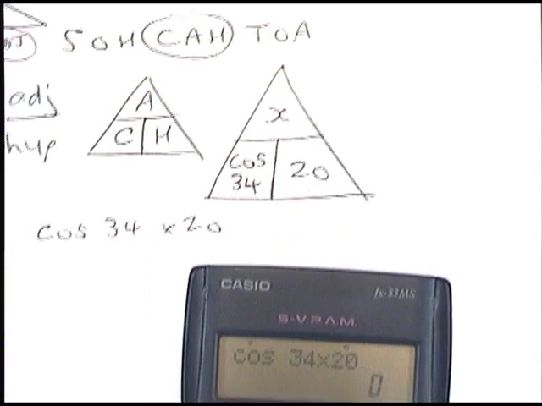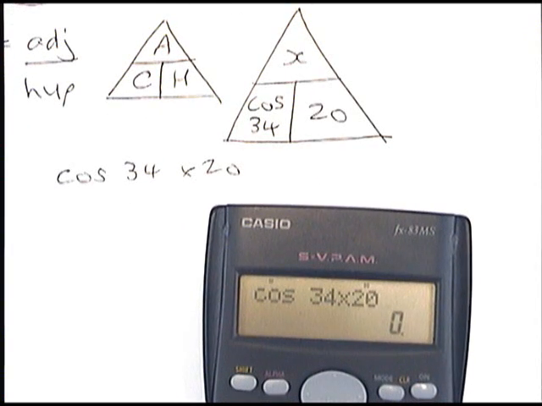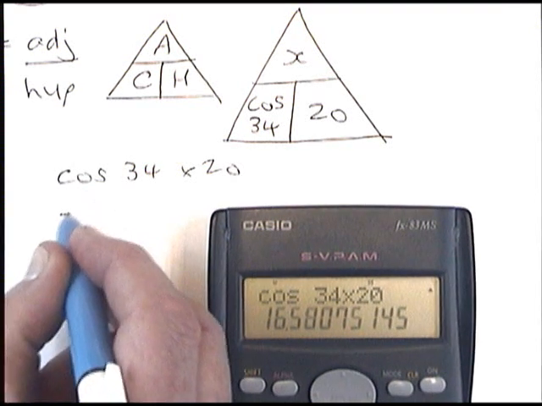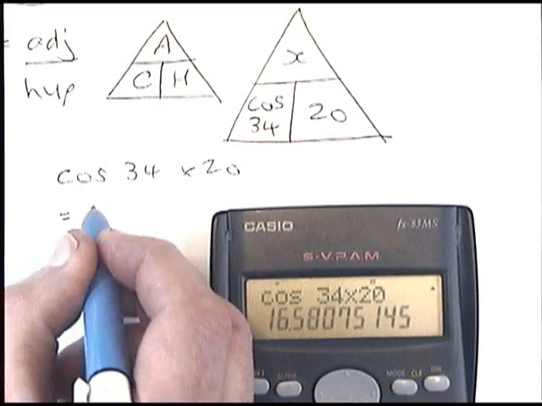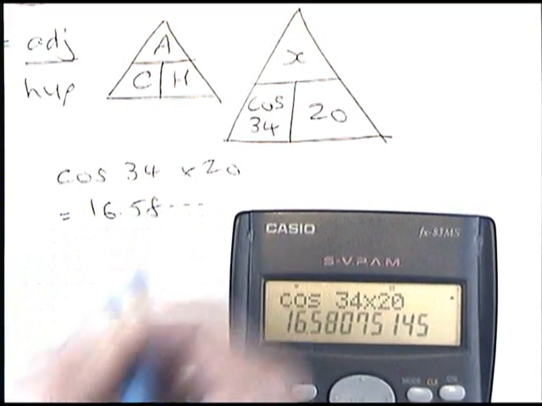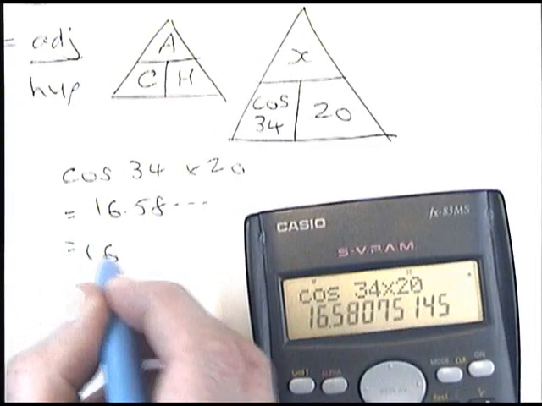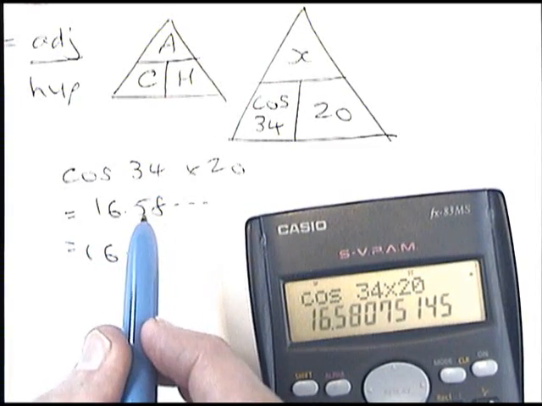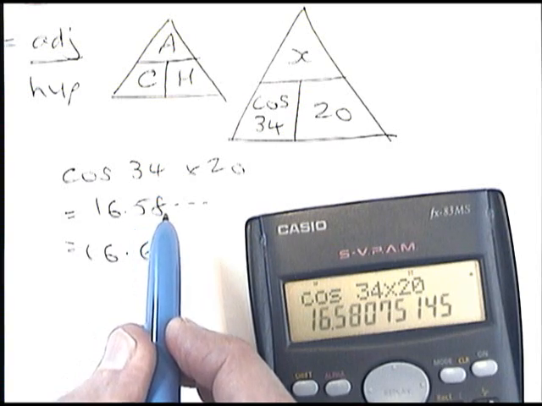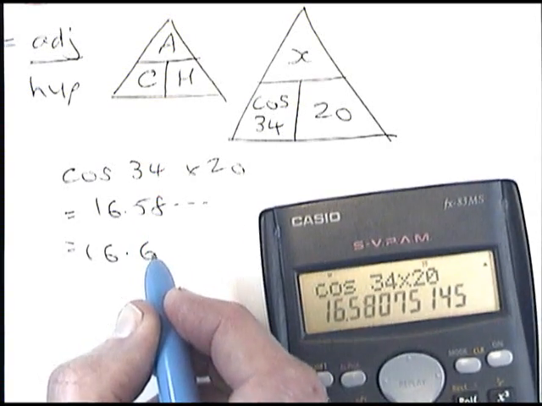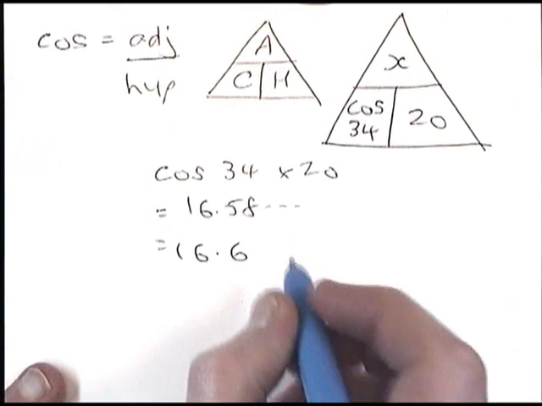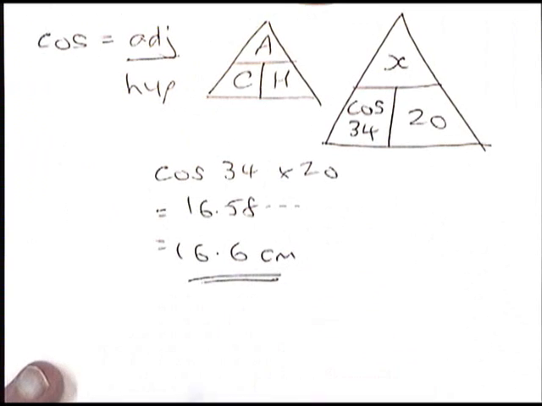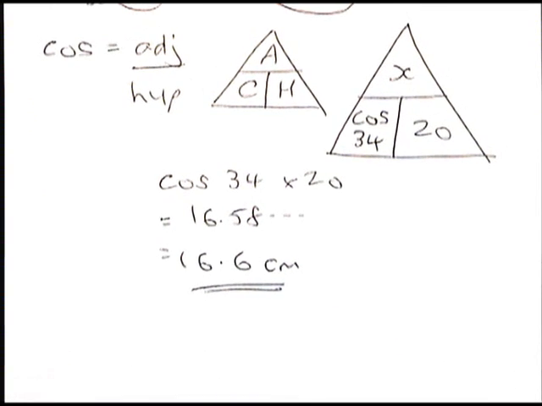So for this question I've got cos 34 times by 20, press equals, I get 16.58. If I do this to three significant figures, that'll be fine. So rather than 16.58 something, which is what the calculator gives me, I'll say it's 16.6. I rounded the 5 up because what comes after the 5 is 5 or more than 5. Don't forget your units. The original drawing, everything was in centimetres, so my 16.6 will also be in centimetres, and that is the length of the missing side.